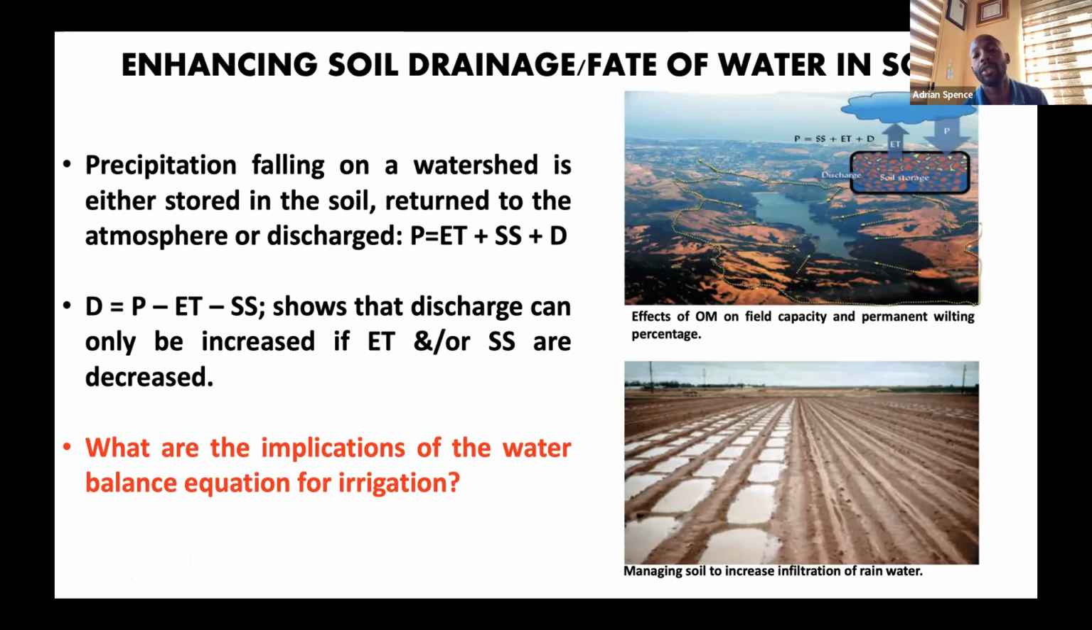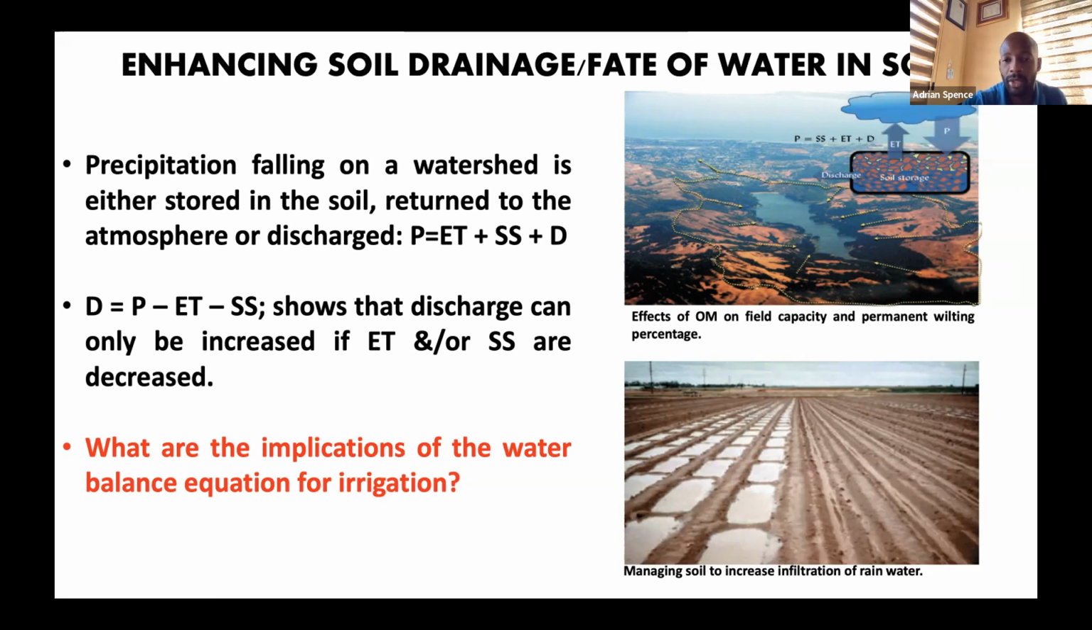Looking at the fate of water in soils. So we're saying that when rainfall occurs in a watershed, precipitation here is equal to your evapotranspiration, your storage, your drainage, etc. So you have a shower, water either runs off or seeps in, right?